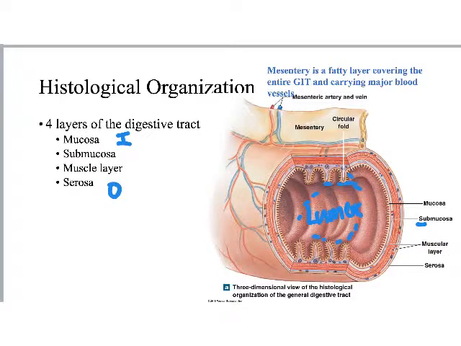Then you have a muscle layer composed of 2 layers of muscle, and then the serosa is what is on the outside. So for example, if you have a chance to go into abdominal surgery, and the surgeon opens up the belly and you take a look inside and you see the intestines from the outside, what you're looking at there would be the serosa.